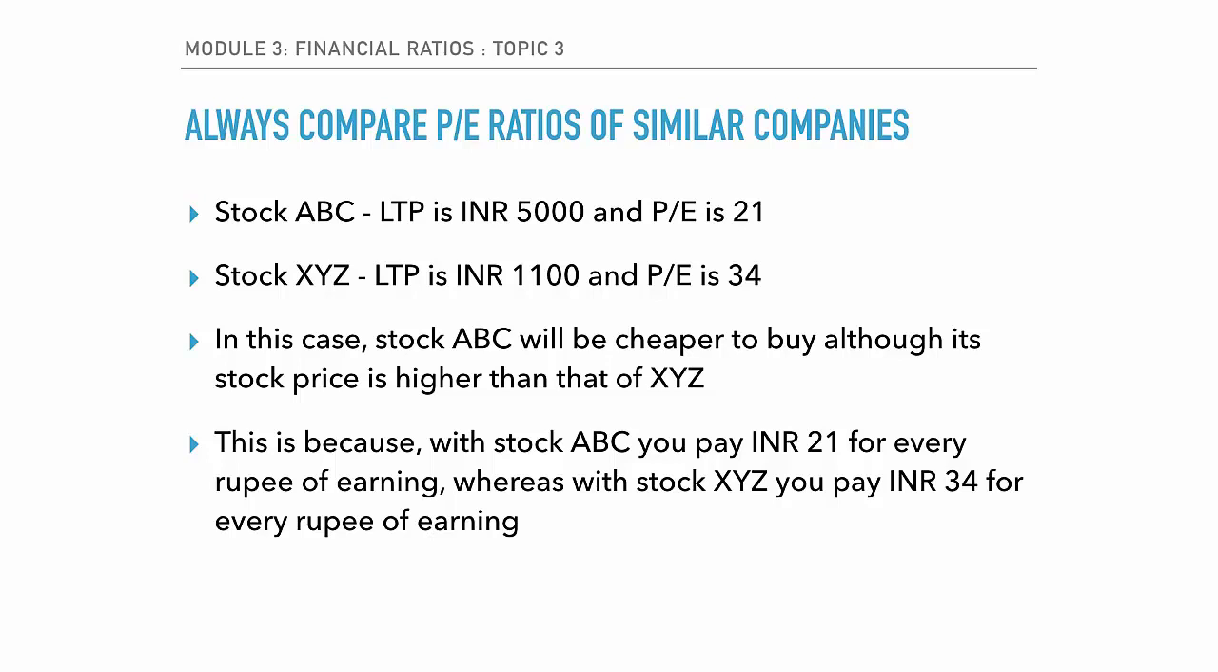Now, since stock ABC is more expensive, it can be a little tricky. But in this case, I would still pick stock ABC because my earnings per rupee spent are higher. In the next topic, we will learn about the return on equity ratio.